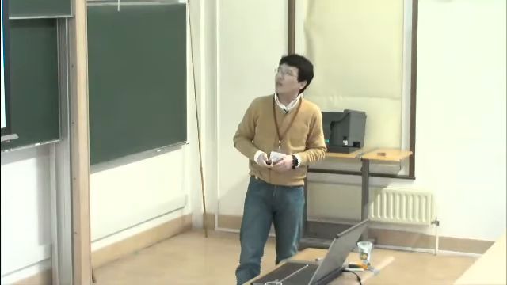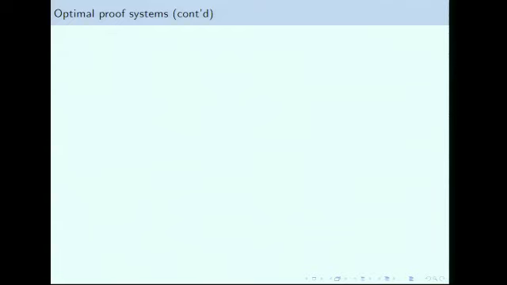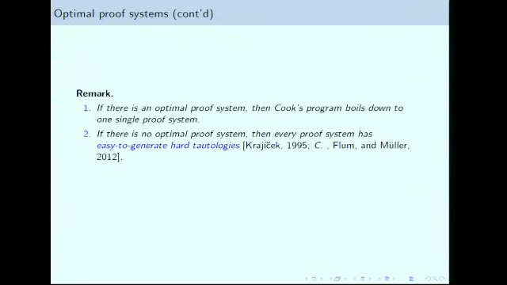Thank you. And of course, we know there is an open question due to Krajicek and Pudlak whether there is an optimal proof system or even a P-optimal proof system. So the advantage of having an optimal proof system is obvious. If that's the case, then Cook's program boils down to one single proof system. We don't have to consider infinitely many proof systems anymore. Just look at this optimal one. But on the other hand, if there is no optimal proof system, it also brings some advantage.